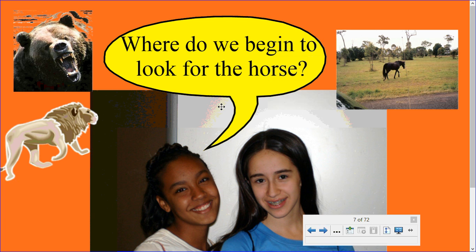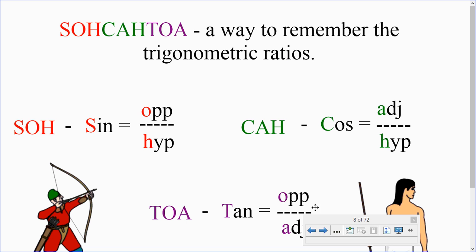So where do we begin to look for his horse? These young ladies want to know. So we spell SOHCAHTOA, S-O-H-C-A-H-T-O-A. That's the way to remember the trigonometric ratios, our fractions. So let's break it up.